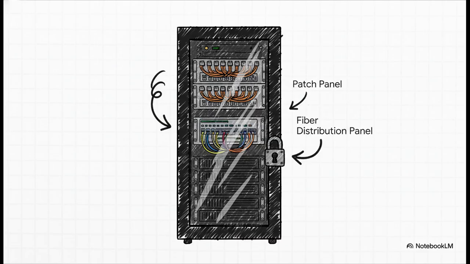These are the actual physical spots where the plan finally meets the cables. You've got patch panels for all the standard copper wiring, and then fiber distribution panels for, well, the fiber optics. It keeps everything neat and organized. And of course, these racks are lockable. That's a huge deal because physical security is every bit as important as digital security.